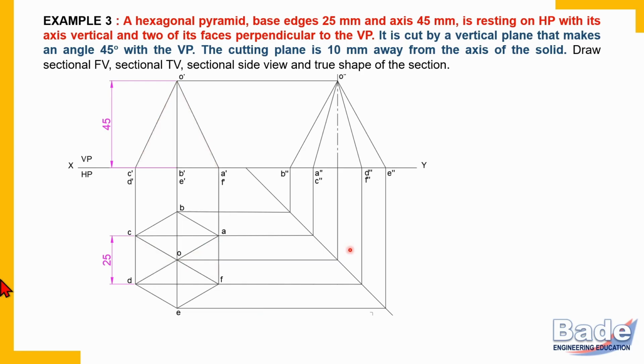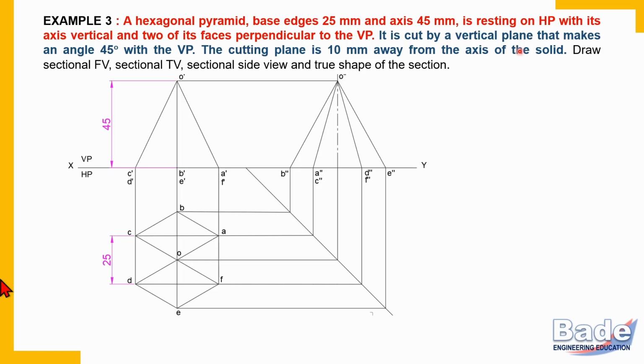So correct position. This is the first step. Now the second step of the problem is locating the cutting plane correctly. Let's check it. It is cut by a vertical plane that makes an angle of 45 degrees with the VP. The cutting plane is 10 millimeters away from the axis of the solid.